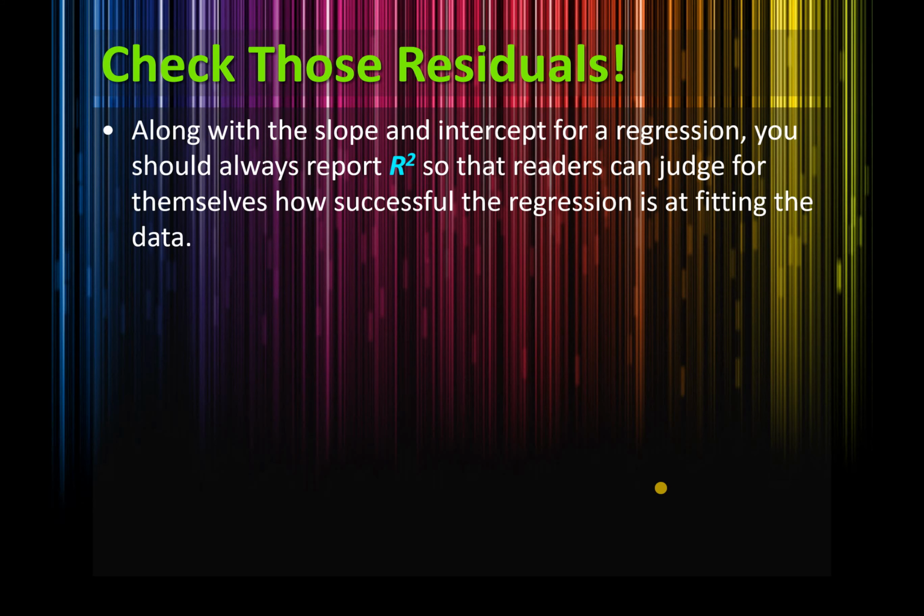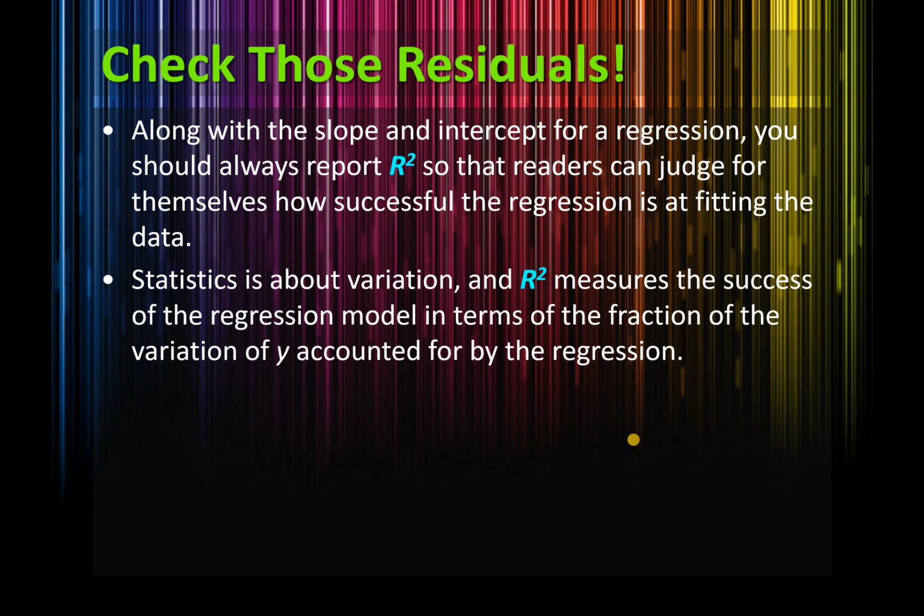Checking your residuals allows you to see whether or not your R² makes sense. So these guys go hand in hand. When you do your regression, check your slope and your intercept, interpret what they mean, interpret what your R² means, and be sure to check your regression model and check your scatter plot of your residuals. Because all of this is about variation. R² is measuring the success of the regression model, and you want to make sure that you include that.